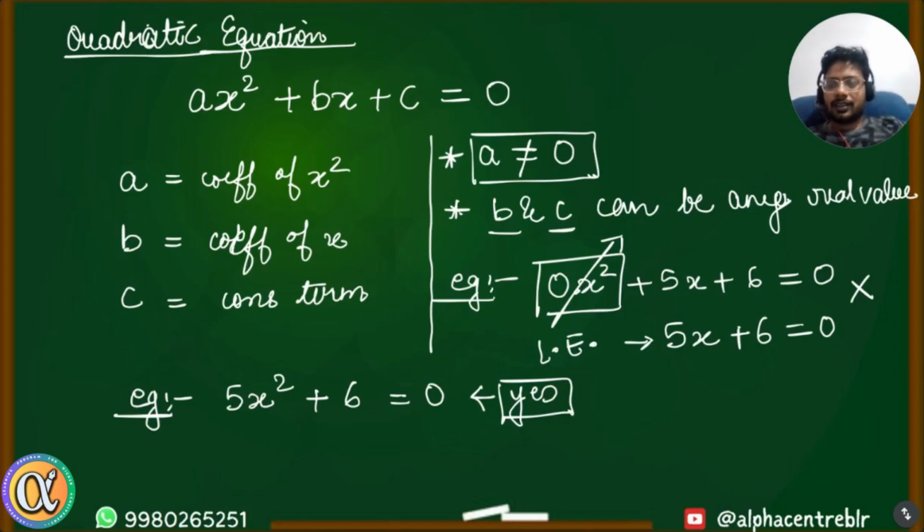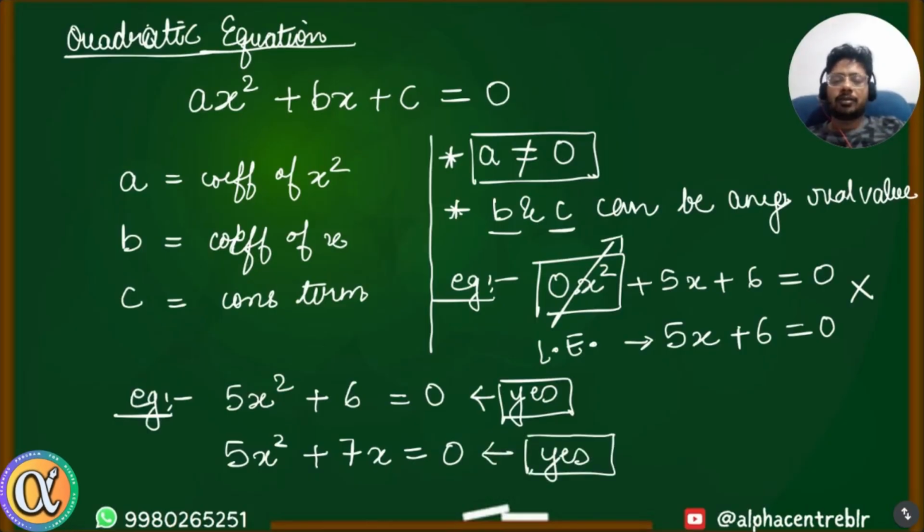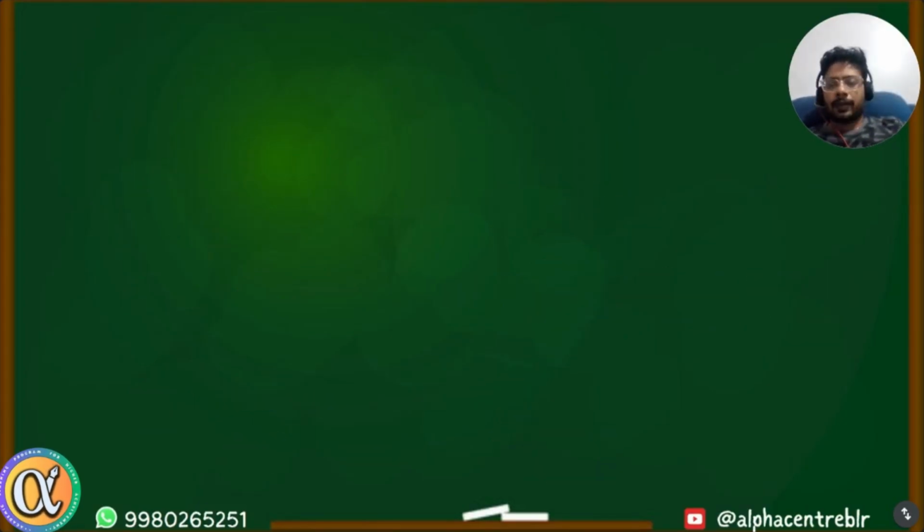What about this? 5x² + 7x = 0. Is this a quadratic equation? Yes, it is a quadratic equation because a is there, b is there, c is 0. C is not there, c is 0. Correct? Am I clear? Yes, sir. Okay. How about this?